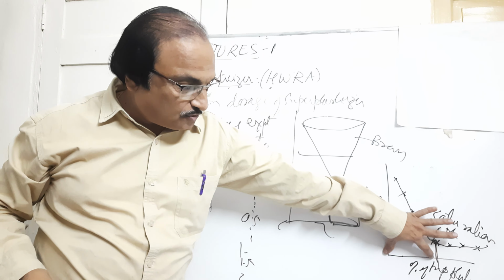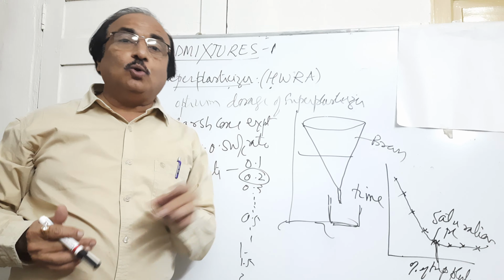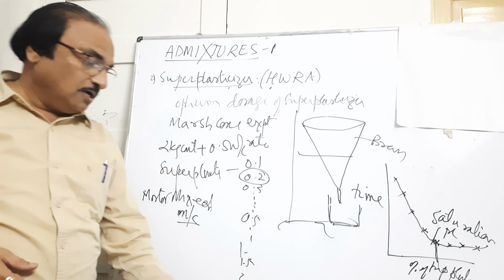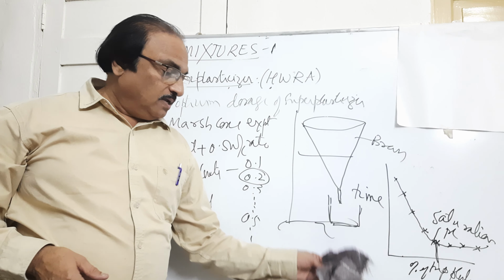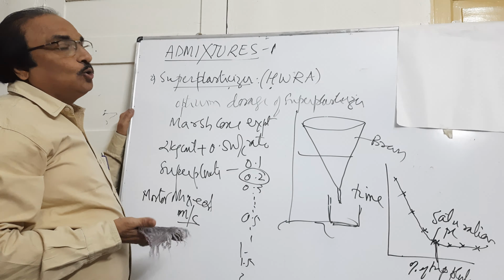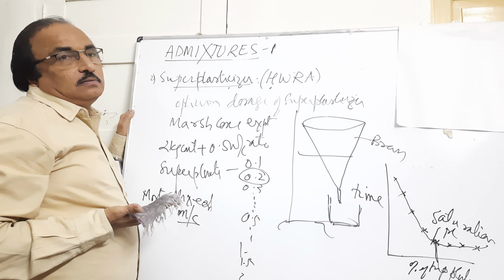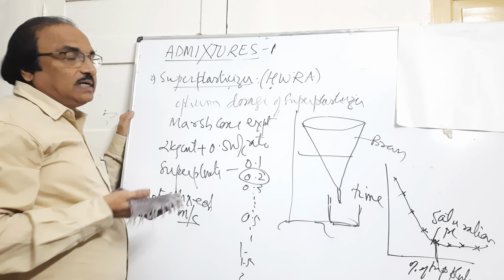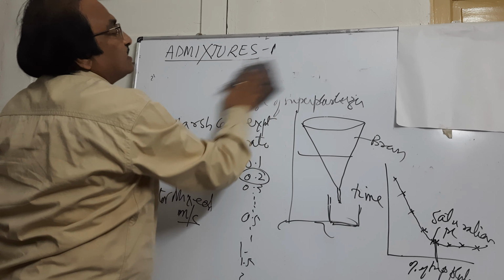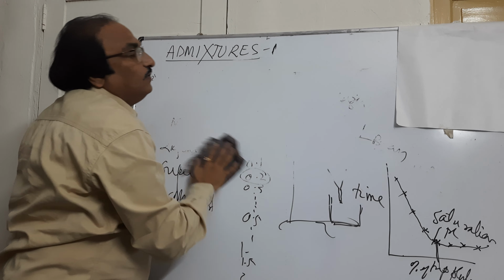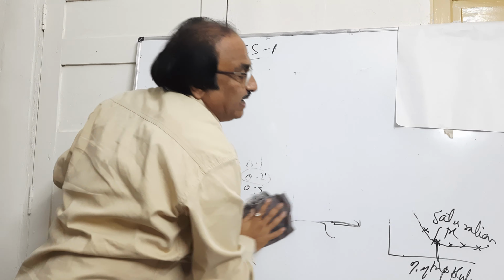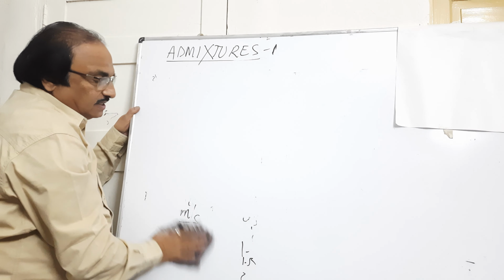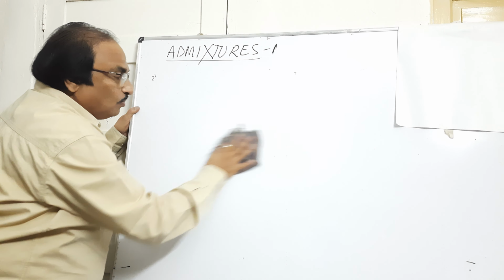Whatever percentage of superplasticizer we get, that will be the dosage of the superplasticizer that will be given. So this is the Marsh cone experiment that is conducted to know the dosage of superplasticizer to be put into the concrete. We have seen plasticizer, we have seen superplasticizer. Mainly their function is to make the concrete more workable, increase the strength, and make the concrete more durable.